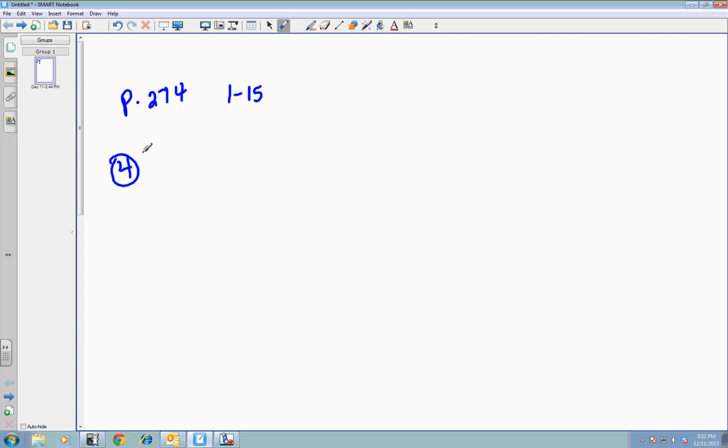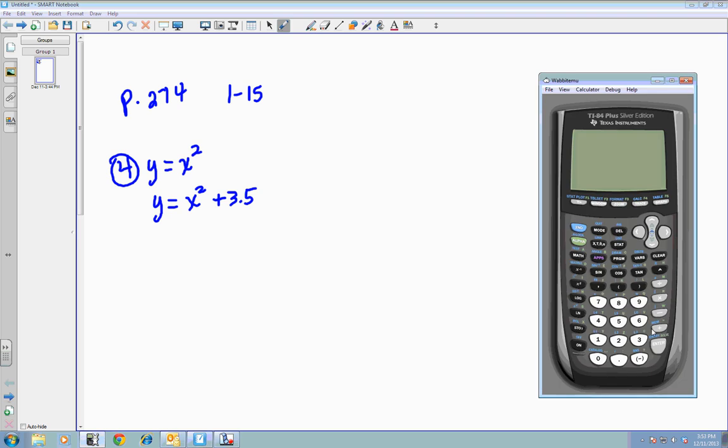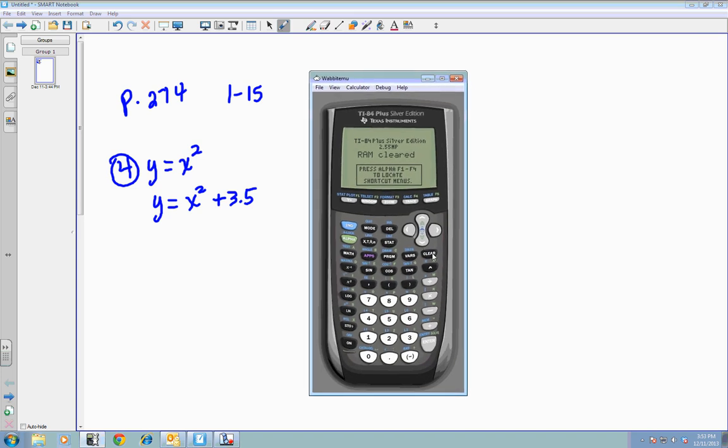On your paper, you're going to write down each equation. y equals x squared is my first one, and y equals x squared plus 3.5 is my second one. Then we're going to take our graphing calculator and graph both of these on the same xy axis. In my y equals, I'm going to put x squared, and in my y2, I'm going to put x squared plus 3.5.